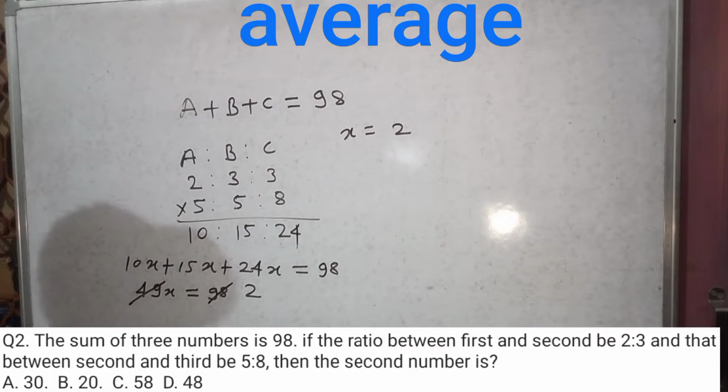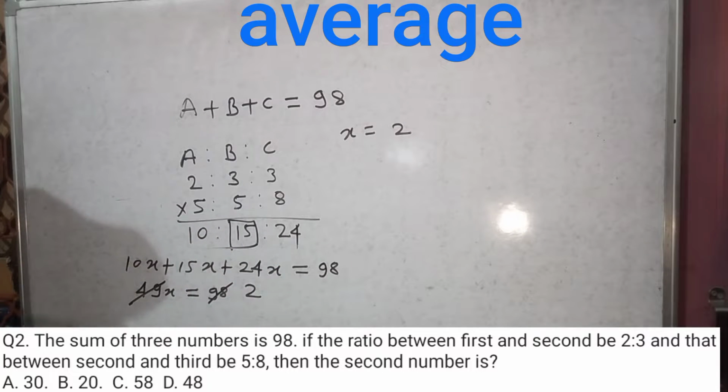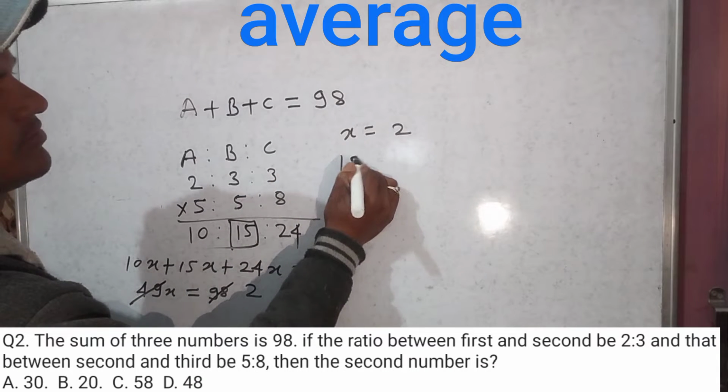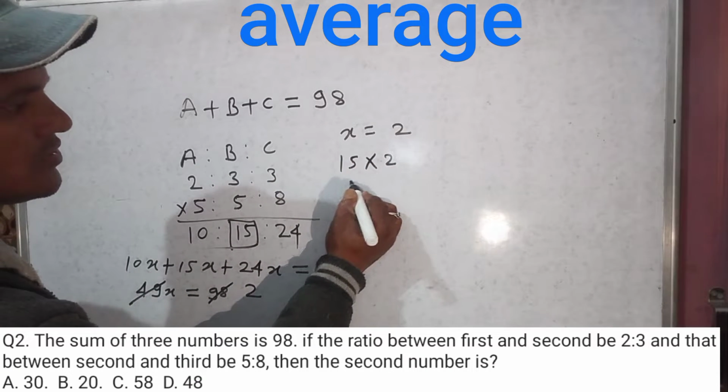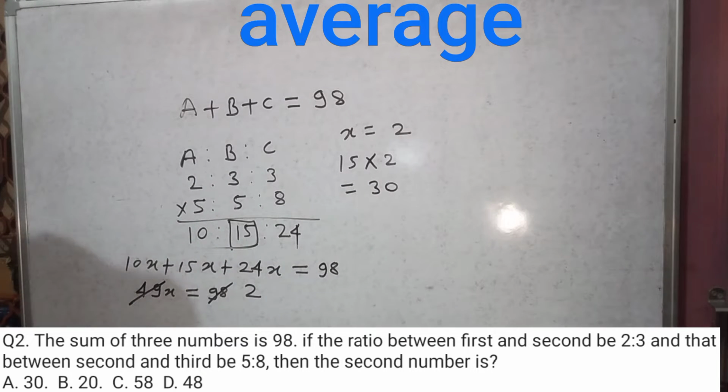We need to know what the second number is. So 15x, 15 times 2 is equal to 30. So the second number is 30.